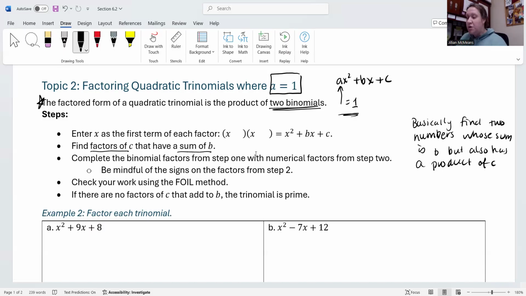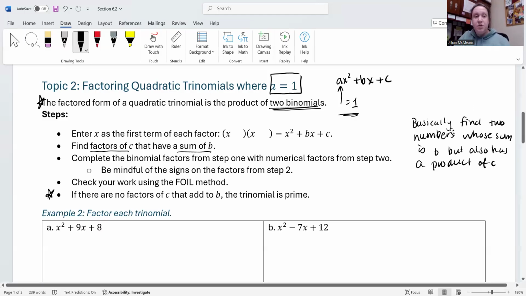Okay, so once you have those two numbers that have the right product and the right sum, you just fill in the binomials with those two factors, and that's it. Now you can always check using the FOIL method. So I'll show you on the first example or two how to check with the FOIL method. And then after that, checking is going to be up to you. Now, I do want to point out, if there are not going to be two numbers that have the right product and the right sum, we would say that the polynomial is prime. We'll look at that later.